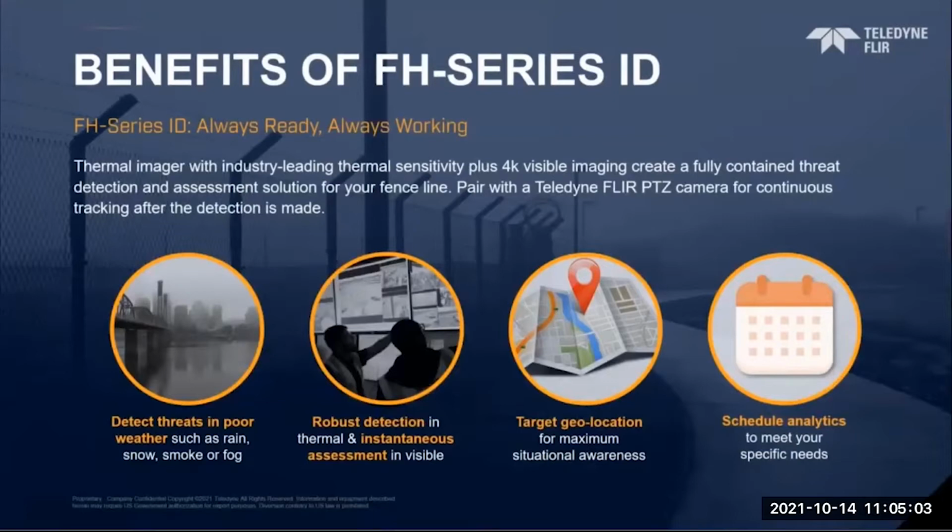Now, the third circle is a really cool new feature that the new FH-Series ID provides. When the camera is properly calibrated, the new analytics can determine the actual geolocation of detected threats using depth and terrain modeling. Now, this can be plotted on any GIS mapping function, kind of like radar can, which of course can then also be integrated into any VMS. The last circle shows we can schedule the use of analytics depending on the needs of the customer.